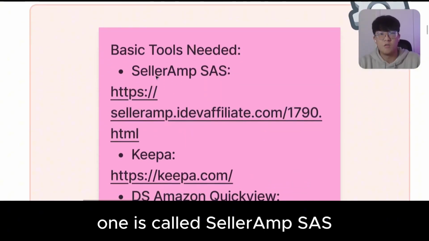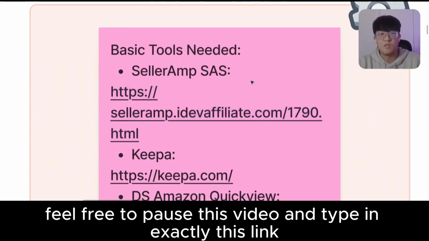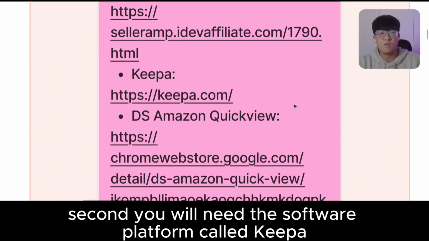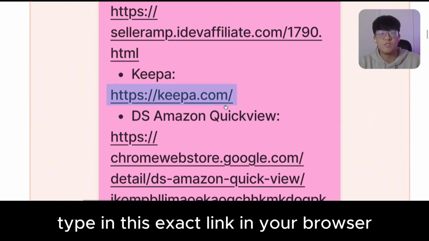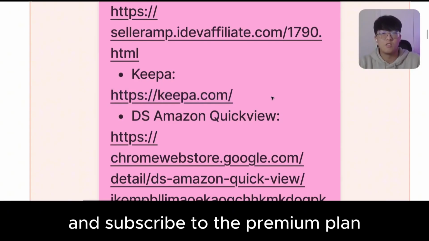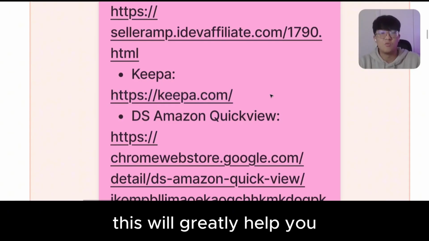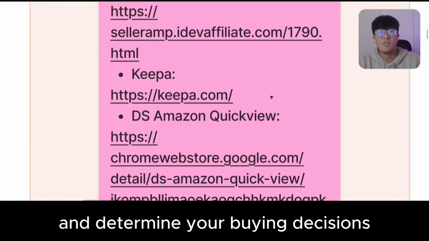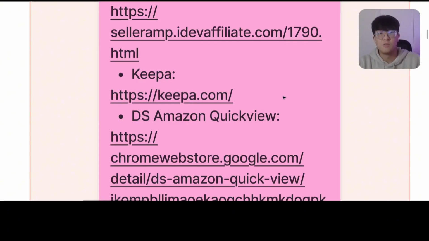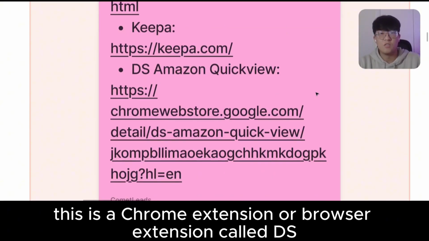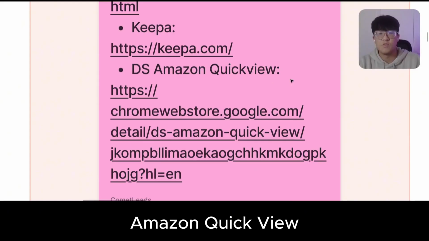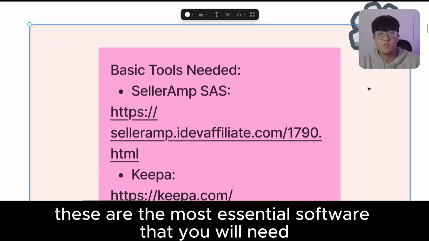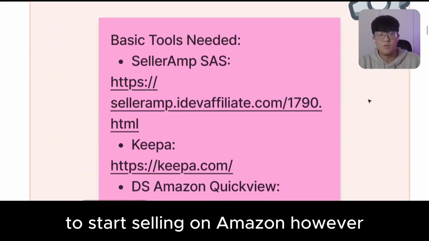In terms of the software tools, the most basic tools that you will need: one is called CRM SaaS. Feel free to pause this video and type in exactly this link. Second, you will need the software platform called Keepa. Type in this exact link in your browser and subscribe to the premium plan. This will greatly help you and is essential for your product analysis and to determine your buying decisions. Next one, feel free to pause this. This is a Chrome extension, or browser extension, called DS Amazon Quick View.